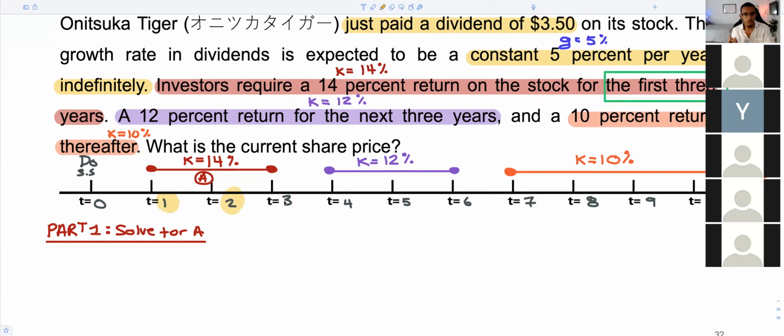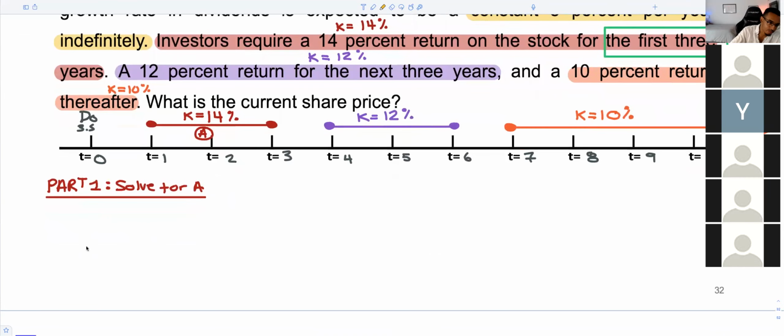But no, what I really want to say here is that because K equal 14% only lasts from T1 to T3, we can't use a perpetuity formula. It wouldn't make sense. What other formula deals with something that's happening for a definite amount of time, at the end of the year, and is a growing set of payments? Exactly. We would use the growing annuity formula. So essentially, you would want to use this formula right here.